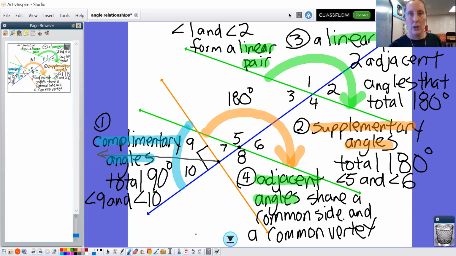both adjacent angles though. Thanks, kids.